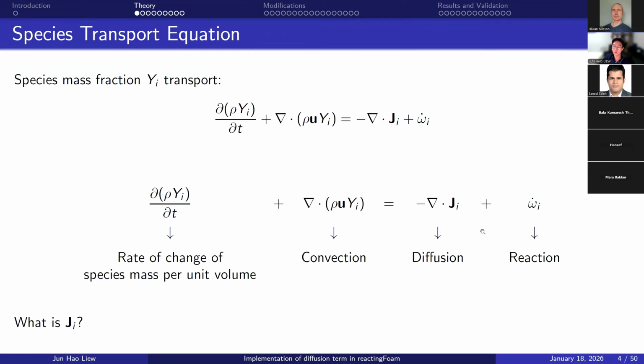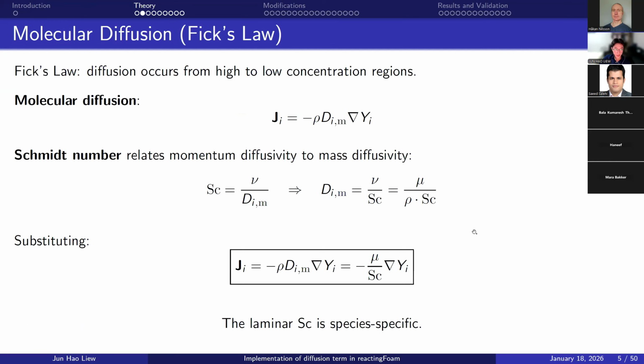So what is the J here? J is basically the molecular diffusion. Fick's law states that diffusion occurs from high to low concentration regions. If you look at this equation, you can see the density times the species mass fraction again. This is basically the rate of change of species mass multiplied by the diffusion coefficient, D_im, or in other words, the mass diffusivity.